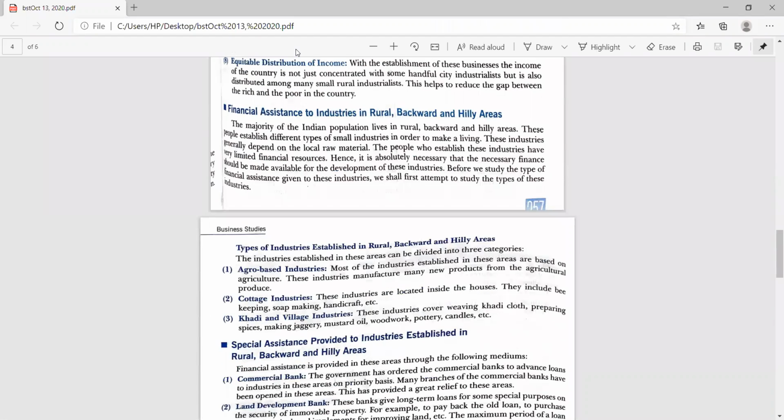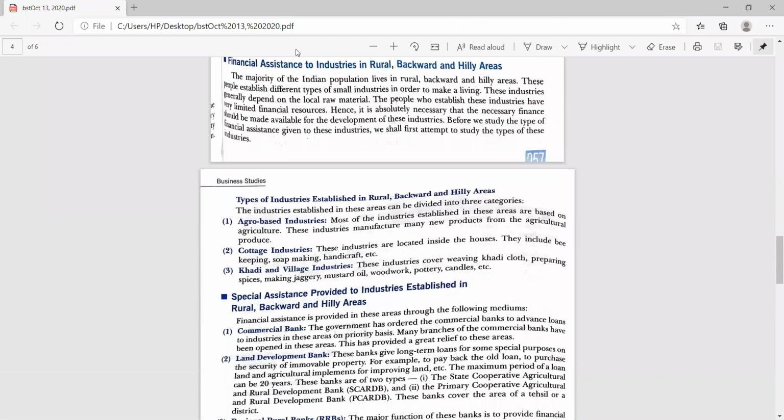It is financial assistance to industries in rural, backward and hilly areas. We know that the majority of the population in India lives in rural, backward and hilly areas. These people establish different types of small industries in order to make their living. These industries generally depend on local raw material. The people who establish these industries have very limited financial resources, hence it is absolutely necessary that the necessary finance should be made available for the development of these industries.